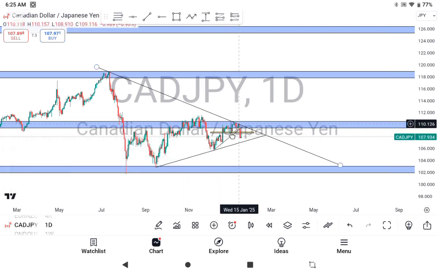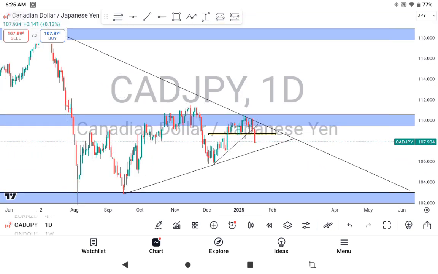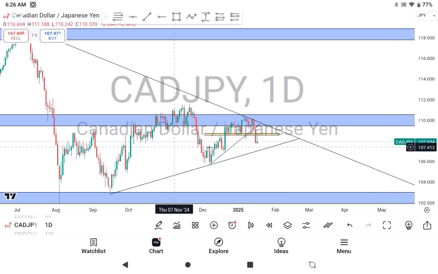And presently, CAD JPY is pointing to the downside, as you can see properly. So CAD JPY is pointing to the downside.